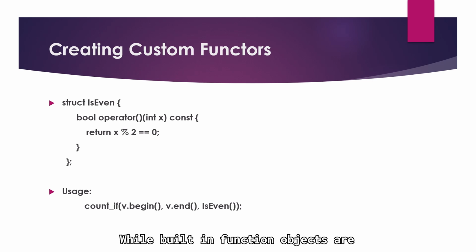While built-in function objects are useful, there are times when you need more control over the logic. This is where custom functors come in. A custom functor allows you to define your own behavior for specific tasks. For instance, here we have created a functor called isEven, which checks if a number is even by overloading operator(). The logic is simple. It returns true if the number is divisible by 2 and false otherwise.